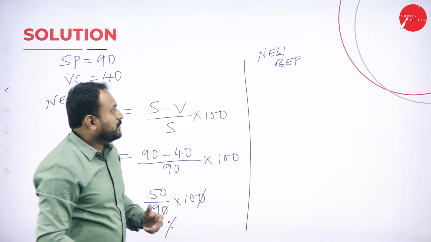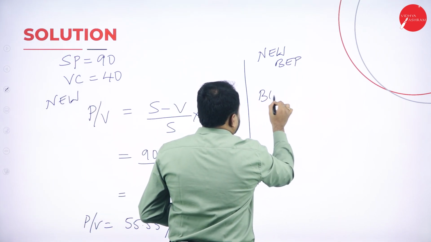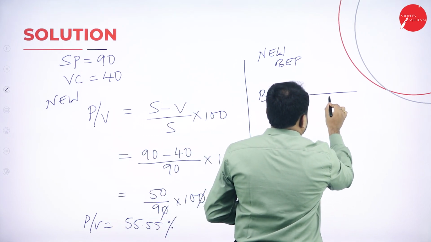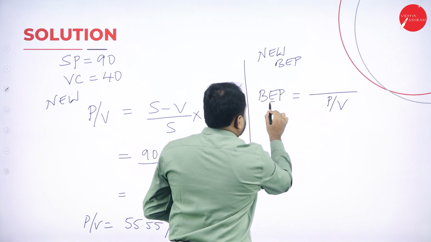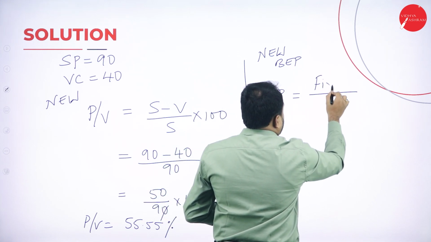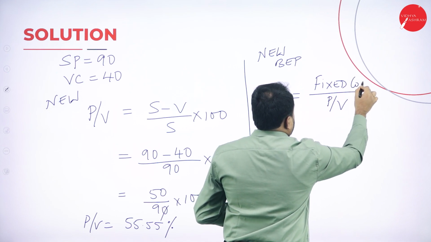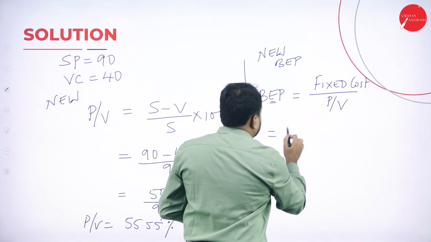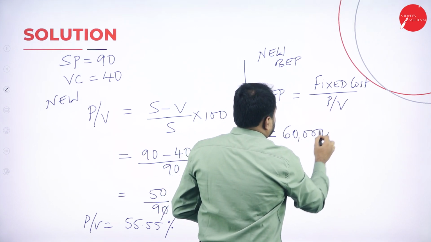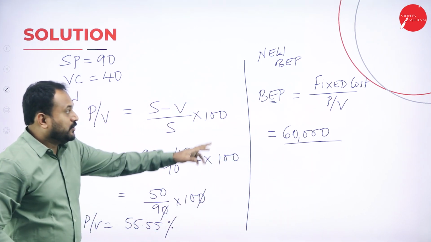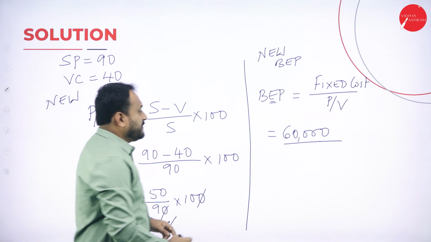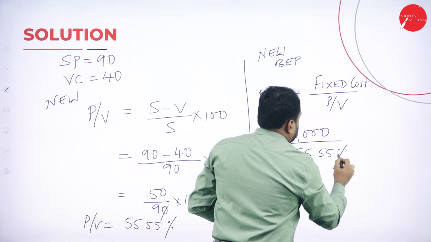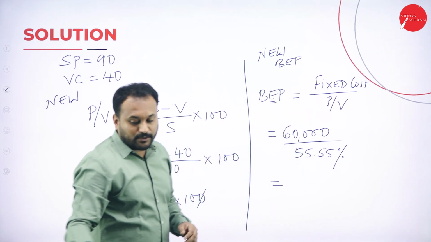So through that, I need to find new BEP. Now what is the BEP formula? BEP is equal to, now I told you the denominator is always PV. After E what will come? Fixed cost. I told you fixed cost will never change. So my fixed cost in the problem is 60,000 divided by, what is my new PV now? That is 55.55%. Let's go with the calculator.